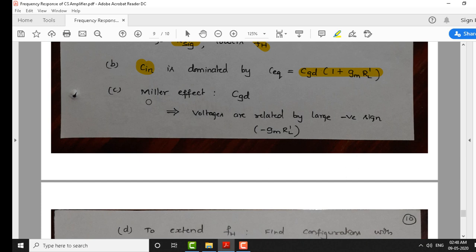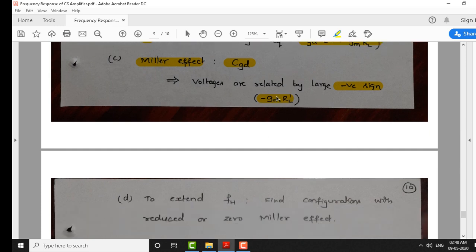The third observation is the Miller effect. Whenever there is a connecting capacitance between the input and output, as in the common source amplifier where CGD is the capacitance between input and output, the voltages are related by a large negative sign. The output voltage is minus GM times RL dash. This large negative gain gets added to the capacitance and multiplied with CGD. That's again the drawback of negative gain adding to the capacitance, because of the Miller effect.